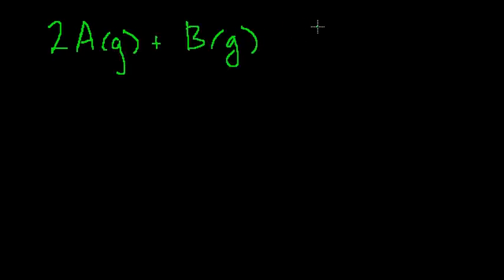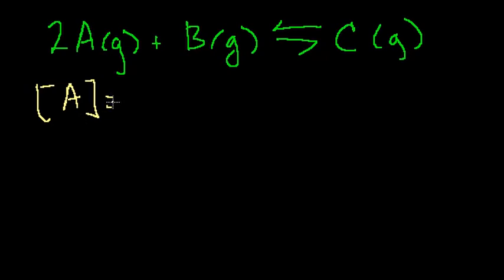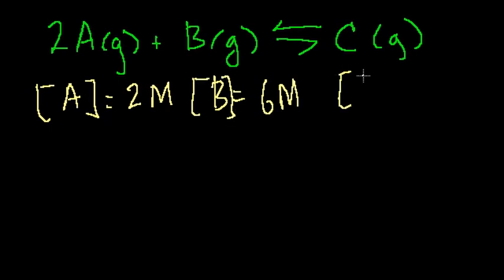So let's say we had the reaction: 2 moles, or the coefficient of 2, of A in the gaseous form, plus B in the gaseous form, is in equilibrium with C in the gaseous form. And let's say initially, in our first equilibrium, our concentration of A is 2 molar, or our molarity is 2. Our concentration of B is 6 molar. And then our concentration of C is 8 molar. So what's the equilibrium constant here?